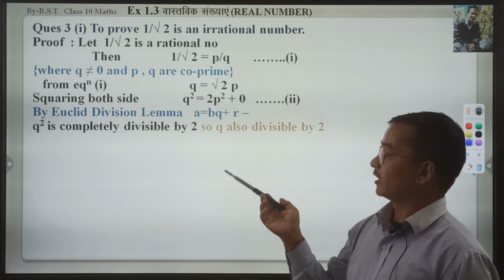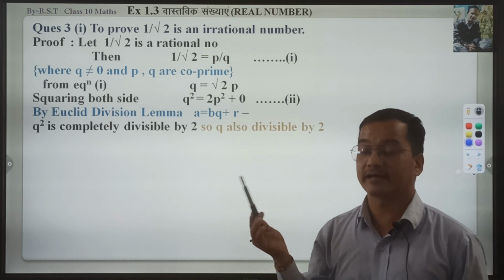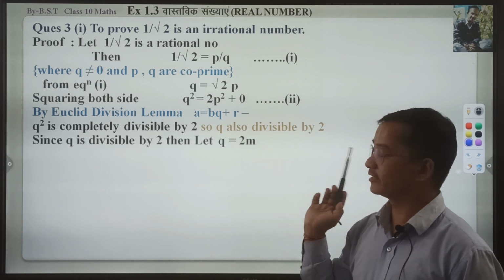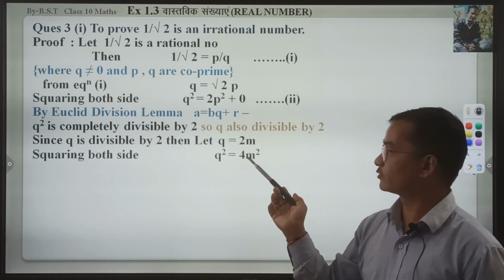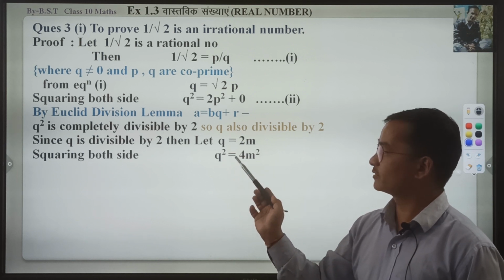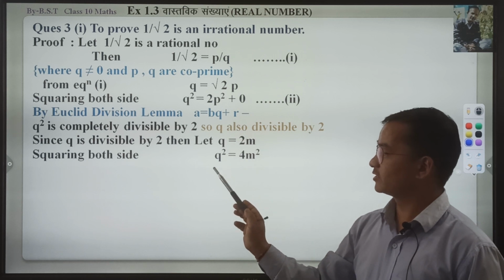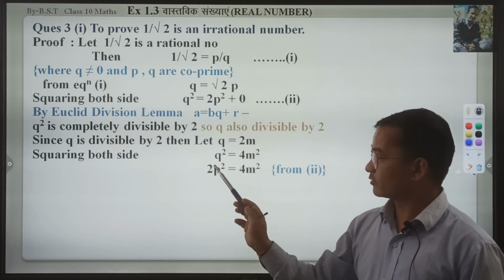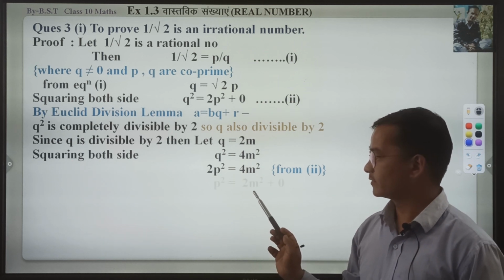Now, if q is divisible by 2 completely, then let q is equal to 2m for some integer m. Again squaring both sides, q square is equal to 2 square, which is 4, m square. Now put the value of q square from equation 2, and we get 2 p square is equal to 4 m square. Cancel out the 2, 2 into 2 is 2, so p square is equal to 2 m square.